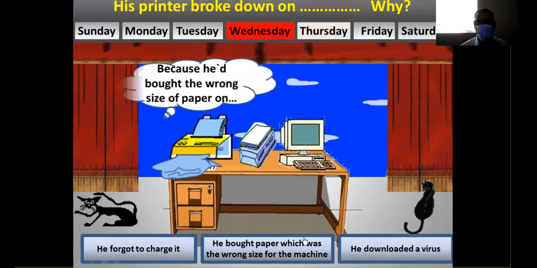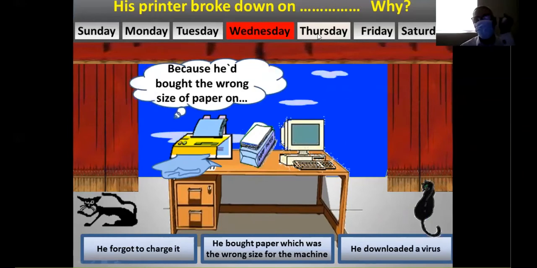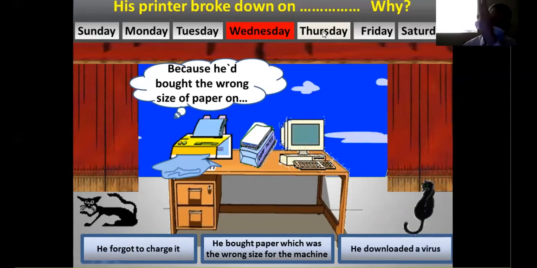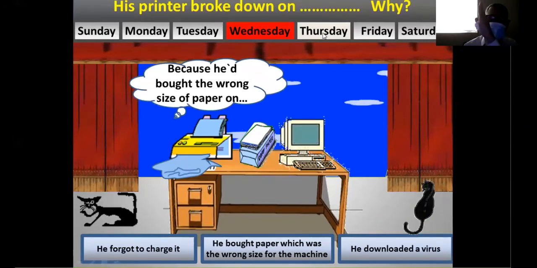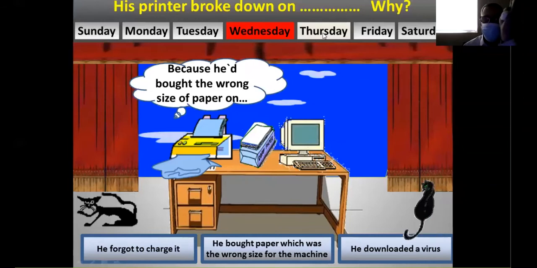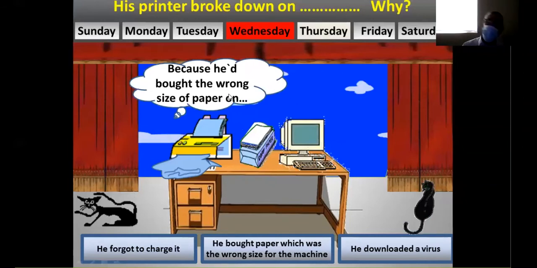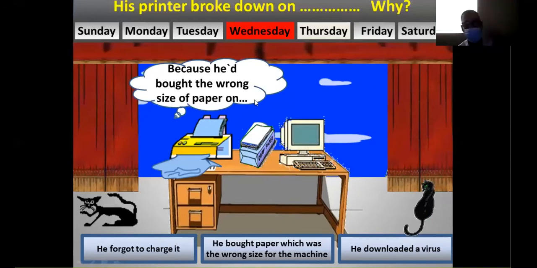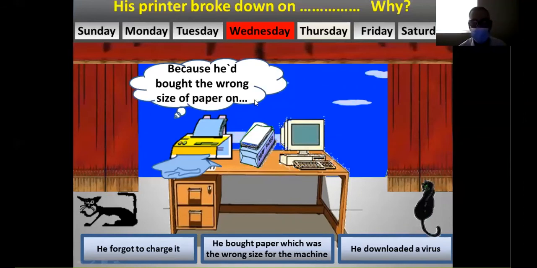Yeah, his car. It's clear now. It was on Thursday. On Thursday, his car didn't work. His printer didn't work on Thursday. Why? Because on Wednesday he had put the wrong size of paper on the printer.